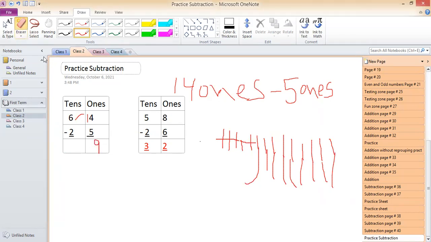This is not 6 now because you have taken 1 from this 6. So this is now 5. 5 minus 2: 1, 2, 3, 4, 5. When you cut 2, only 3 will be left. So the answer is 39. This is how you will solve. Is it clear, guys?